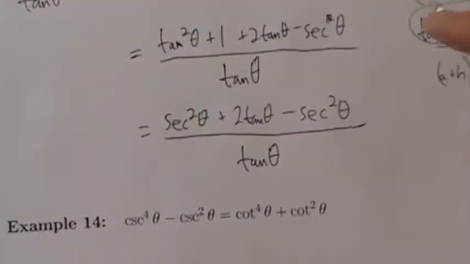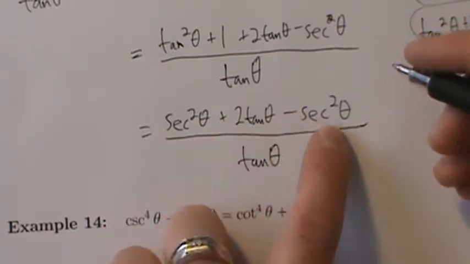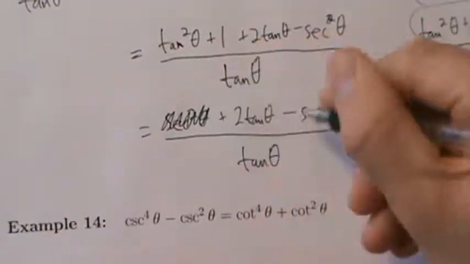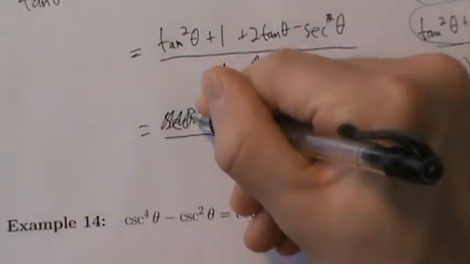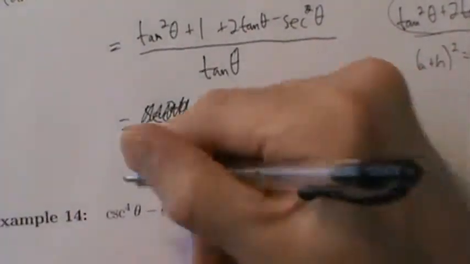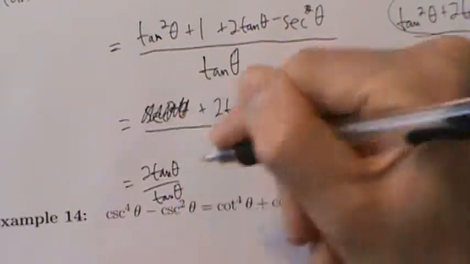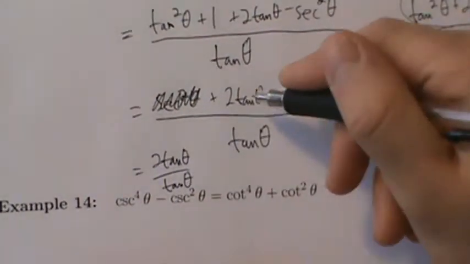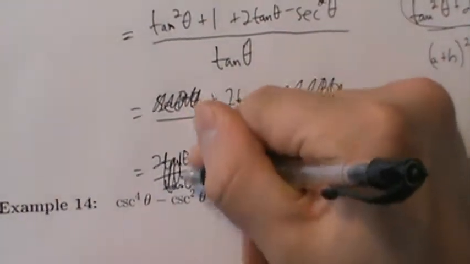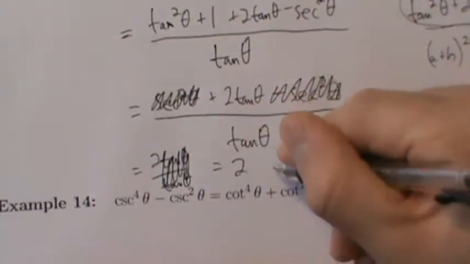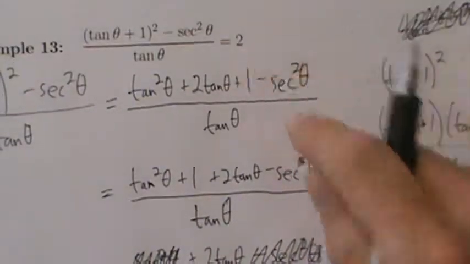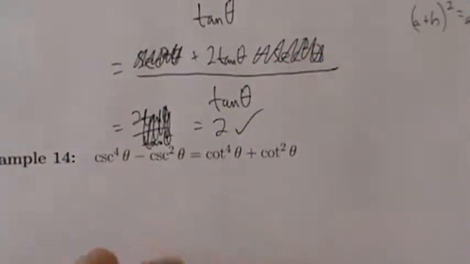Well, that's great, because now secant squared, blah, blah, blah, minus secant squared. So cancel, cancel. And we're just left with 2 tangent of theta divided by tangent of theta. So 2 tan of theta on top, tan of theta on the bottom, the tans cancel, and we're just left with 2, which is what we wanted. We wanted to end up with 2. So that's really it for example 13.